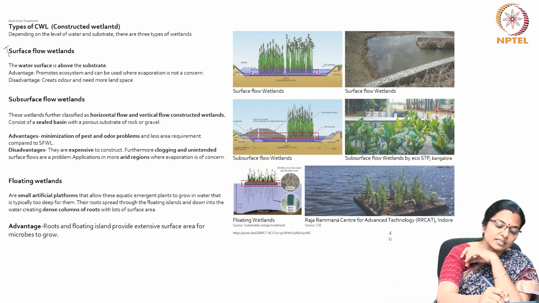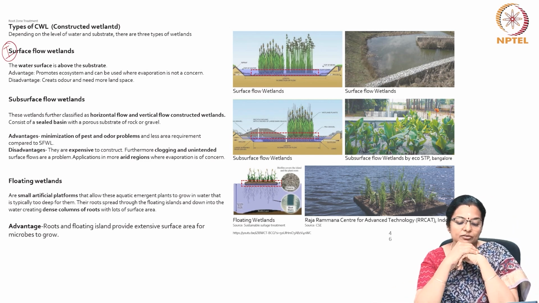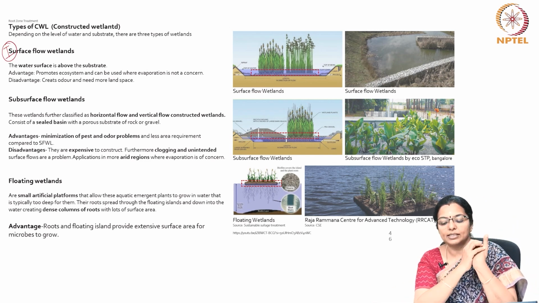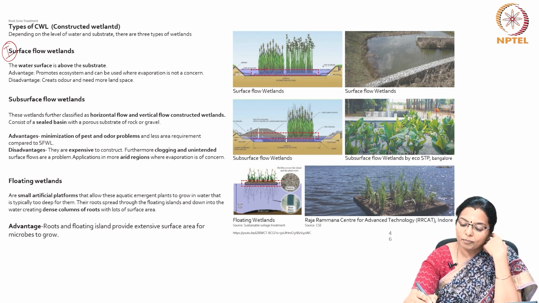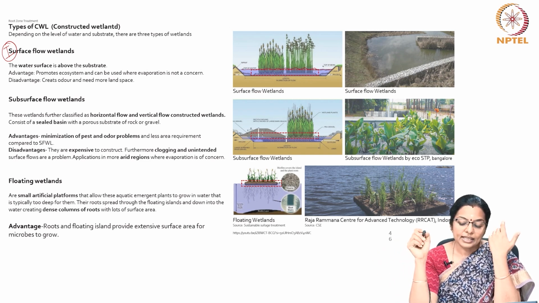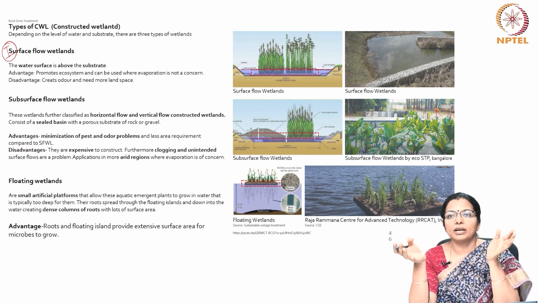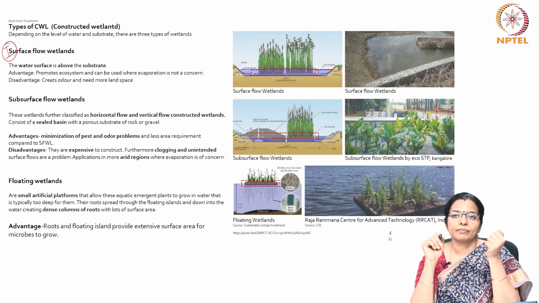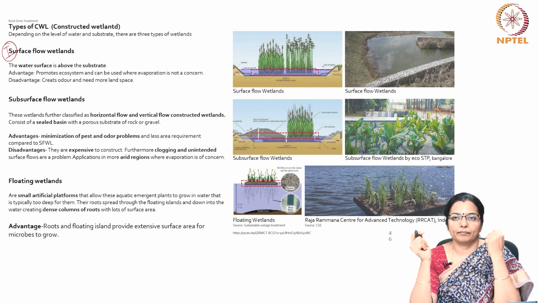First is the surface flow wetland. The water surface here is above the substrate. So, if you see, the top of the water is above the substrate. The advantage of this system is that it promotes ecosystem and can be used where evaporation is not a major concern. The disadvantage is that it creates odor and needs more land space.